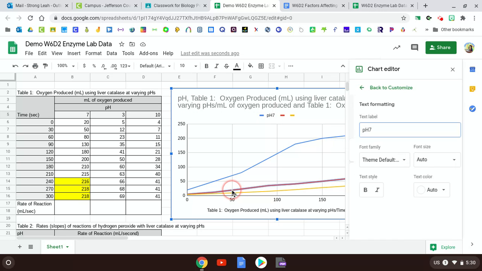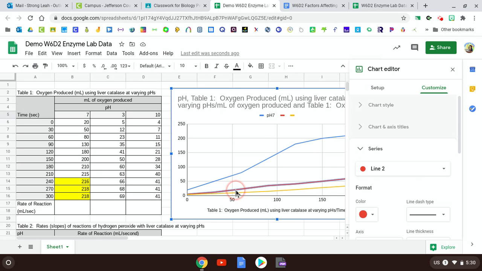At 50 seconds, 50 seconds isn't on there. Let's see. There's a dot. So I'd say that's maybe like 60 seconds. And it's probably somewhere around 20. So let's go over to our data. And at 60, we had pH of 7 was at 80. And of course, that's the blue line. Then we have 23 and we have 11.